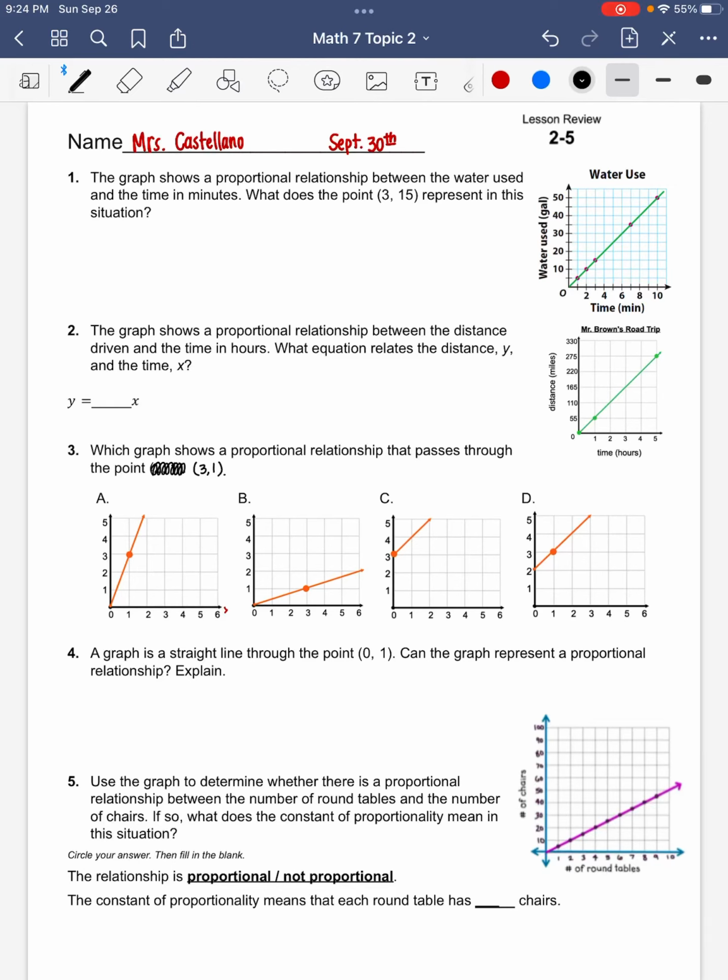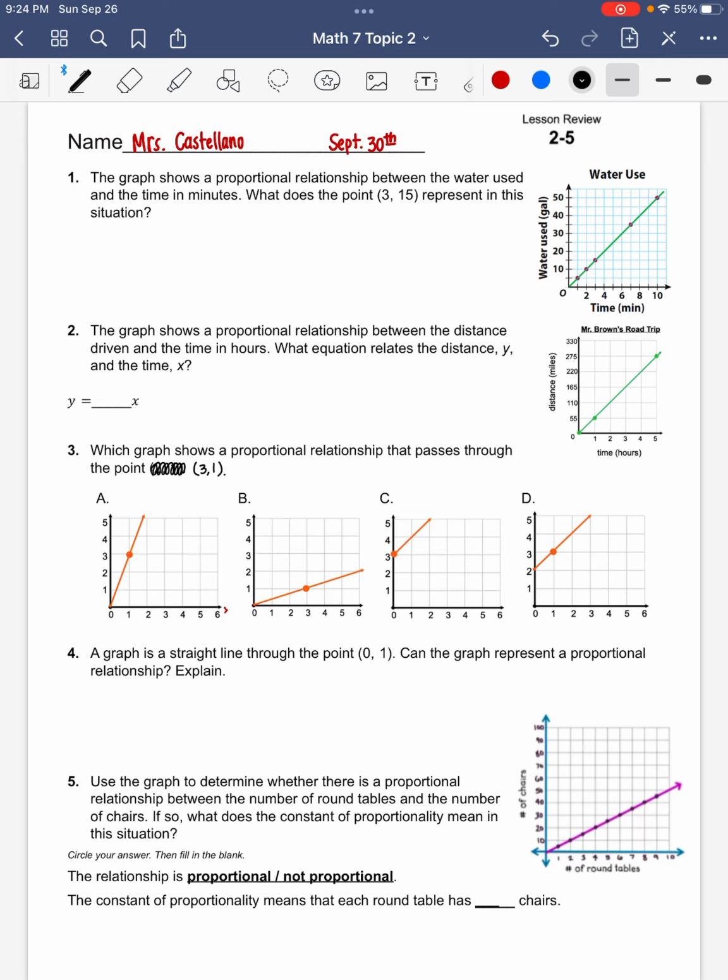Hey y'all, today we're working on that 2-5 lesson review. This will help you greatly on your Savvas lesson quiz for this lesson. So take good notes and pay good attention because hint, hint, wink, wink.